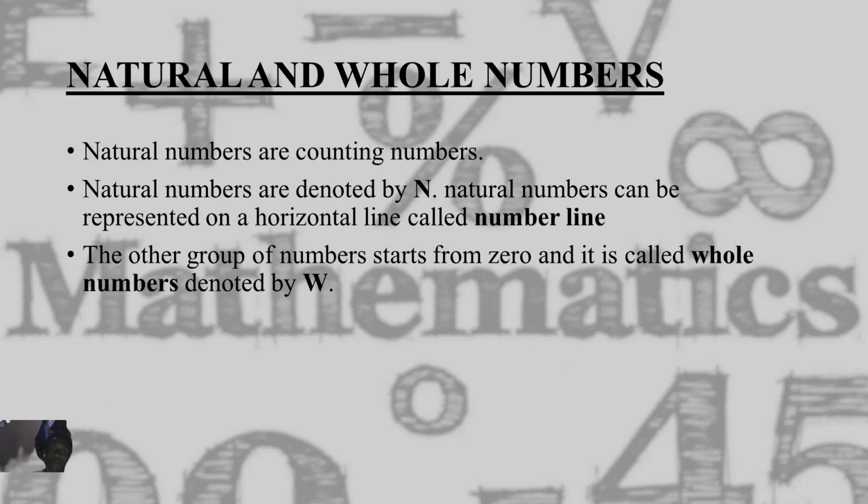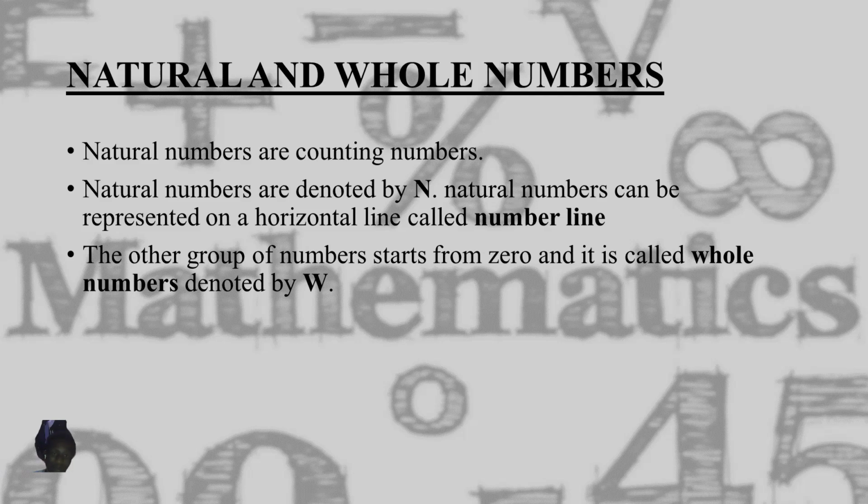Then we have natural numbers and whole numbers. Natural numbers are counting numbers, and they are denoted by the capital letter N. That's why it is in bold. Natural numbers can be represented on a horizontal line called a number line. So the horizontal line called a number line is where the natural numbers can be represented.